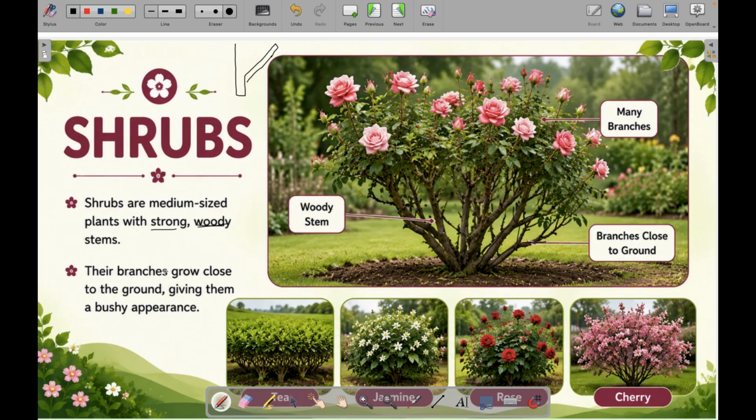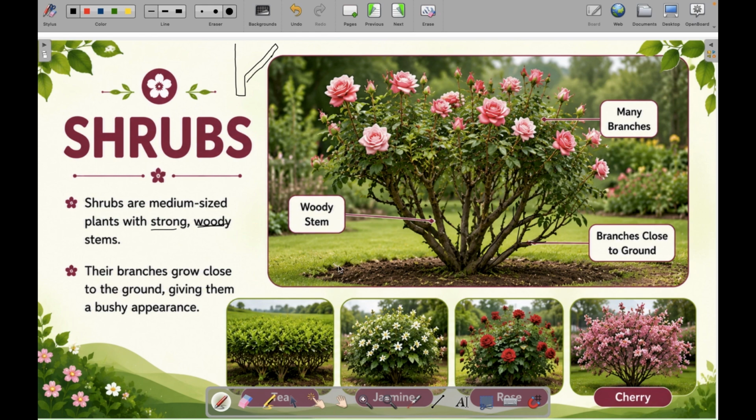The branches of their stem grow very close to the ground. If you look at this figure, they are very close to the ground. We'll see later some examples where they are not close, they are very far away from the ground. It gives them a bushy appearance, so that is why you'll see these kinds of plants in gardens. They look very good when the branches are very close to the ground and the flowers or the plants are clustered, which looks very good in gardens. That is why they are usually used in gardens.